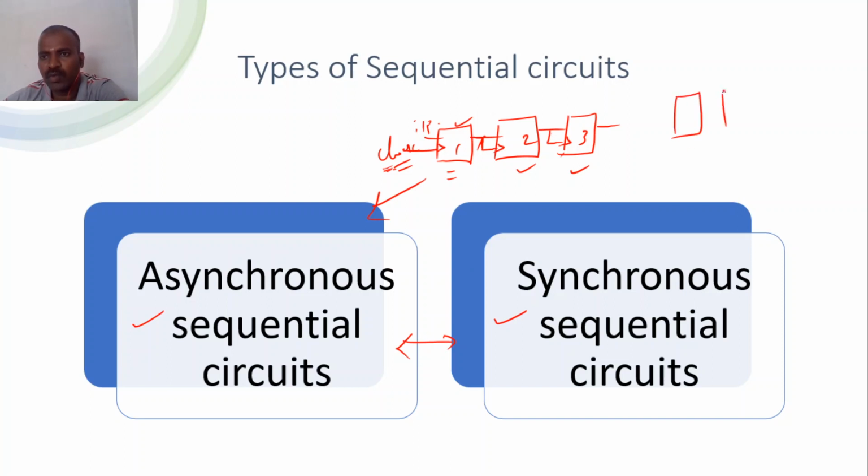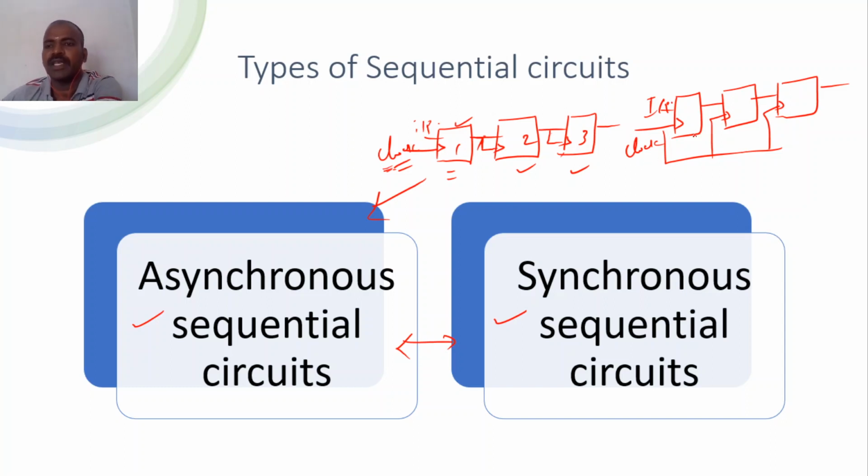But in synchronous, it is not like that. In synchronous, whatever number of flip-flops we connect together, for all the devices we apply the clock pulses separately. See, I'm going to apply a separate clock signal for each. So here all the flip-flops are going to work at the same time because we applied clock signals separately, that is, individually to all the flip-flops. So this is the difference between asynchronous and synchronous sequential circuits.